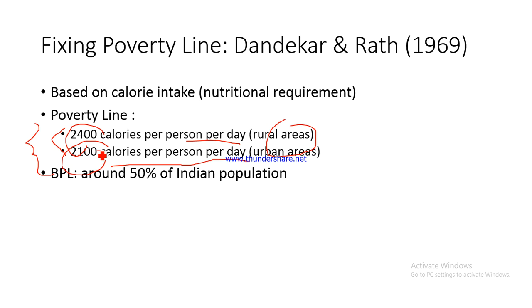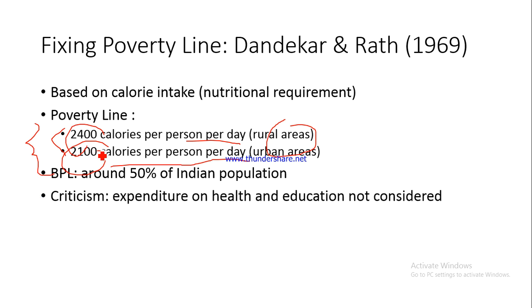Is that fine? And based on this particular methodology, when poverty line was estimated, it was found out that again around 50% of the Indian population lay below the poverty line. 50% of the Indian population could be said to be categorized as below poverty line.